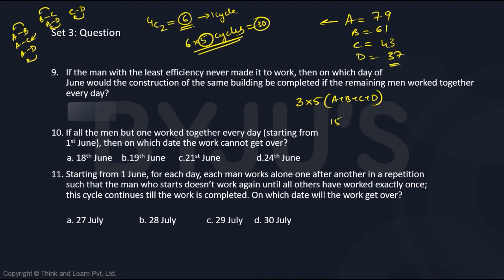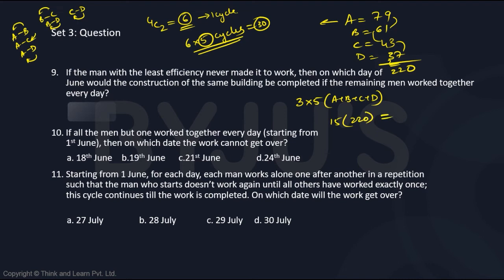So the total quantity of work is 15 times the sum of all of them. What is the sum of all of them? 9 plus 1, 10, plus 1, 20. So 20, 3, 4, 5, 5 plus 4, 5 plus these two is 10, 15, 15 plus 7 is 22. So 220. This is the quantity of work.